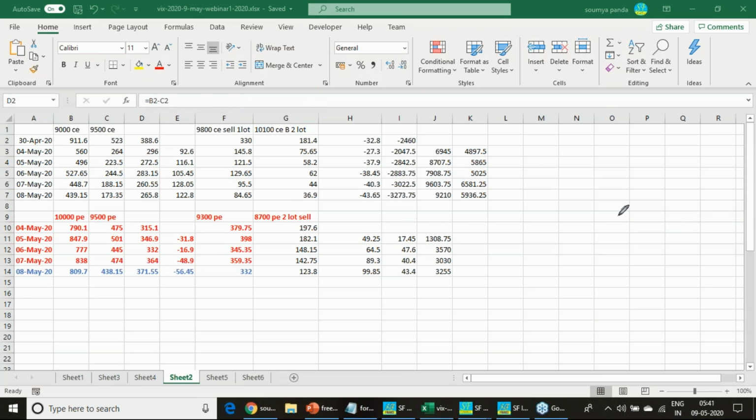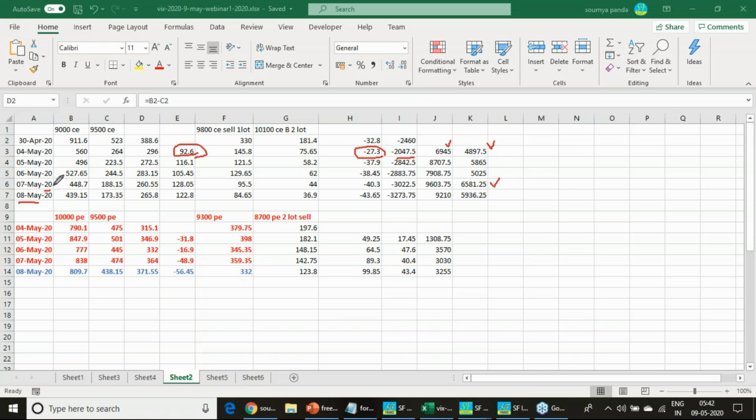What happened to this strategy? As on 8th May, there is a drastic change. You made 92 rupees profit in this spread, and you lost 27 rupees in this. All in all, loss 2000, profit 6900 in this credit spread, 4800 profit on 4th May. This expanded and went to 6500 on 7th May, and this is the result of this strategy.